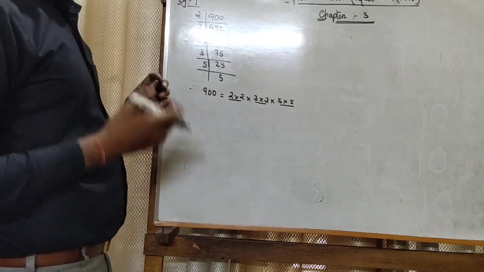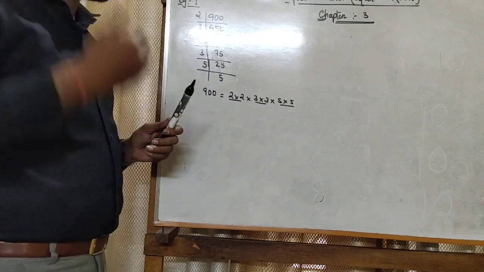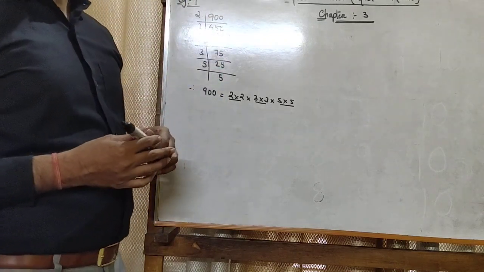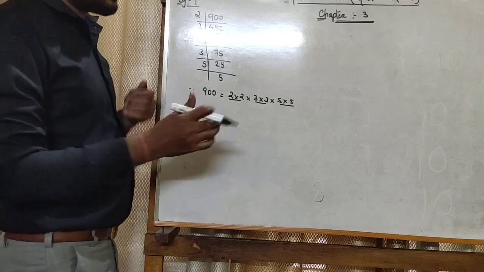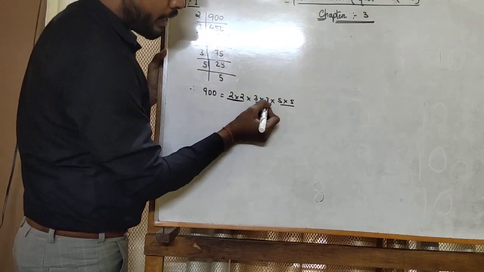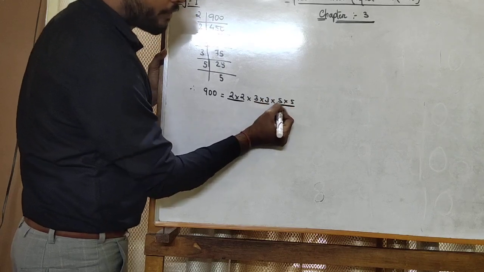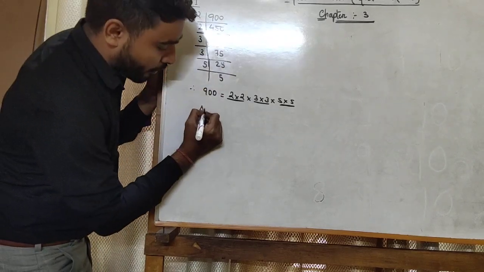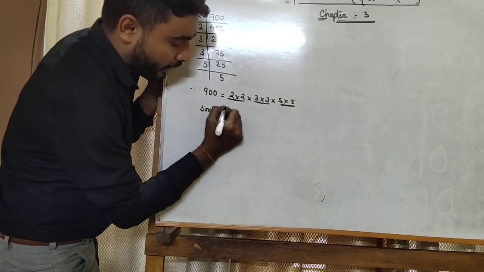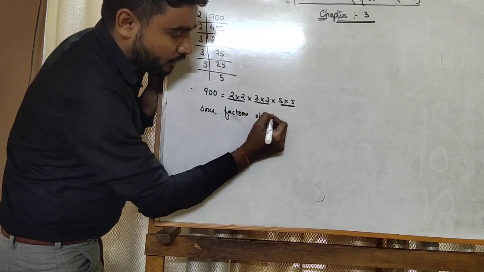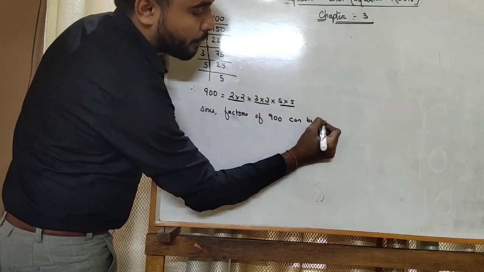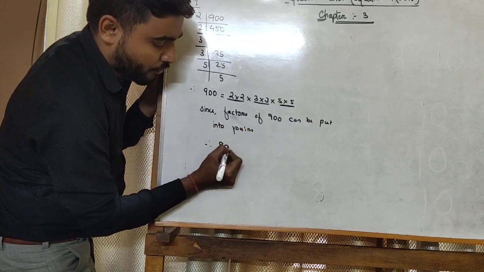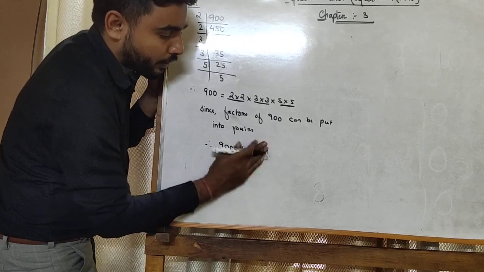Therefore 900 is a perfect square. We know the same number is multiplied by itself to give you a perfect square number. So if 900 is a perfect square number, its factors should be in pairs. You can see 2 and 2 form a pair, 3 and 3 form a pair, and 5 and 5 form a pair. Therefore 900 will be a perfect square number. So I can write, since the factors of 900 can be put into pairs, therefore 900 is a perfect square number.